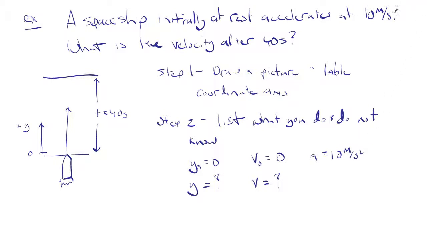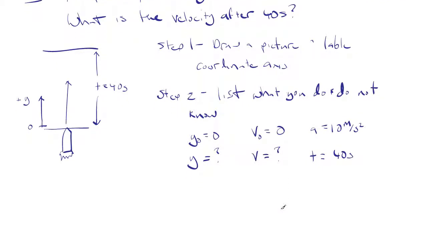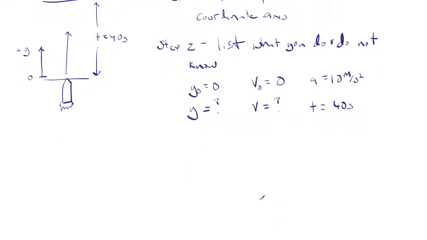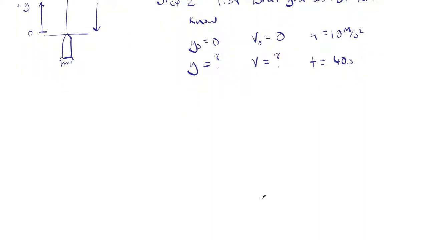And if I look back up here, I got to get the units right. All right, so I do know acceleration. And then time is the other thing that I may or may not know. And in this case, I do. It's equal to 40 seconds. All right, so there's a list of the things that I do and do not know in this problem. Okay? Now what that does is it makes it a little bit easier to do step 3.